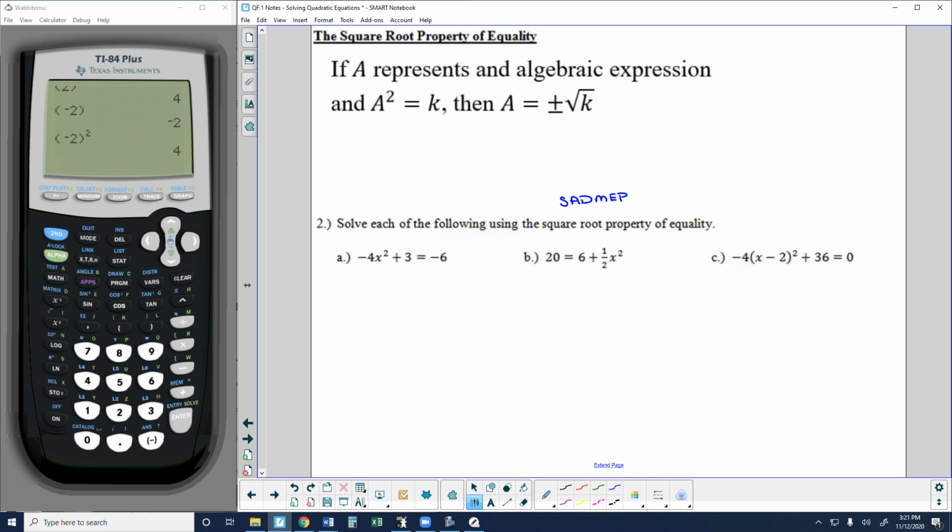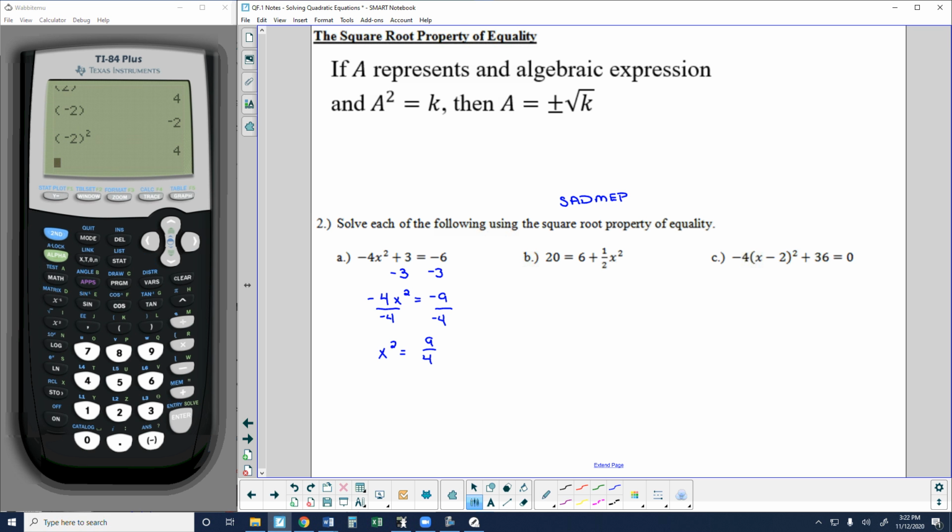I want to work at getting the x squared in 2a by itself. The first thing I'm going to do is subtract this 3 from both sides. That's going to give me negative 4x squared equals negative 6 minus 3, which would be negative 9. Now I'm going to divide by negative 4 on both sides. That gives me x squared equals, a negative divided by a negative would be a positive, 9 over 4.